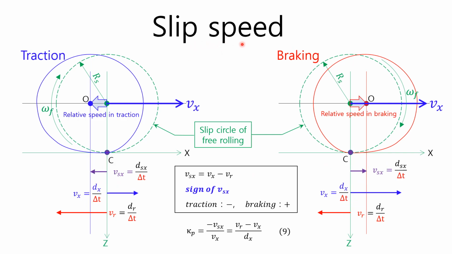Now let's review the slip speed. At braking, the speed of the wheel center O is faster than the speed of contact patch center C, and the difference between the two is the slip speed Vsx. Therefore, slip speed during braking is positive. Conversely, when traction occurs, the speed of the wheel center O is slower than the speed of contact patch center C. Therefore, the slip speed during traction is negative. Therefore, practical slip kappa can be expressed as in equation 9 and has a positive value during traction and a negative value during braking.